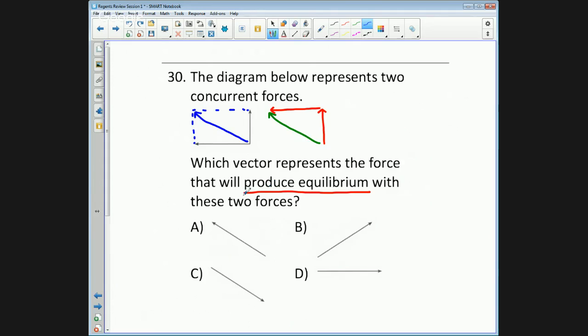Okay. It's asking what force will produce equilibrium. So what arrow will cancel this arrow out? Well, that would be C. Okay. In order to produce equilibrium, we need balanced forces. So we need a force that points down in this direction. Okay. So let me just label this. This is your resultant, and this is called your equilibrant.